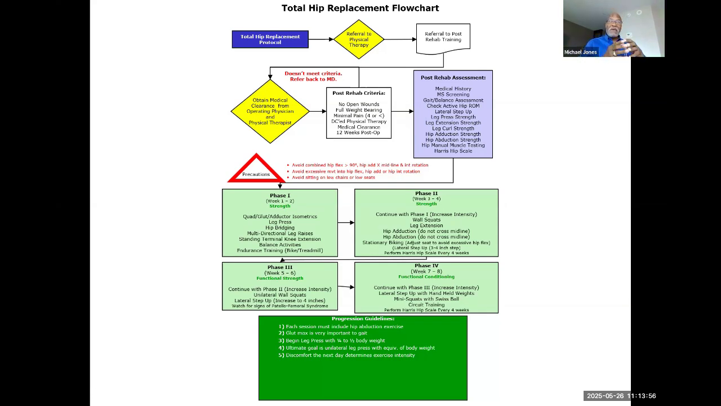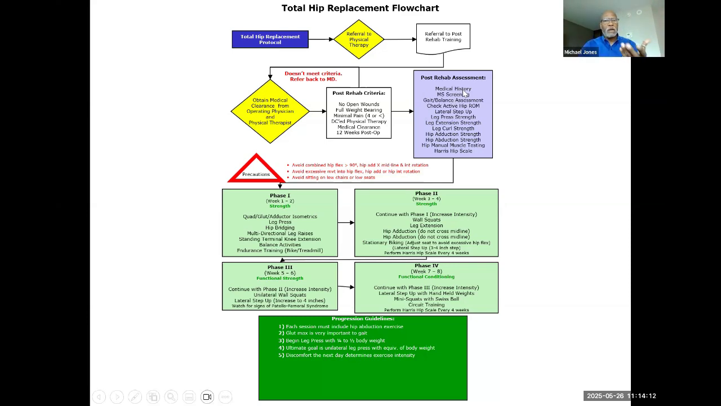We're finding now that they may only be 6 or 8 weeks out. Okay, timetable changes, but do they meet the other criteria? And with that timetable changes, they're there a little earlier, you do need to make sure you get a referral from the physician. Notice here we have a post-rehab assessment.